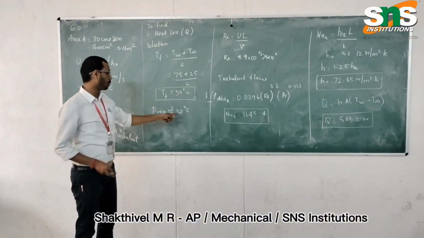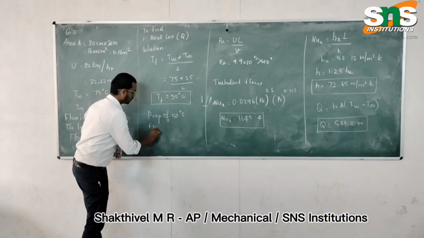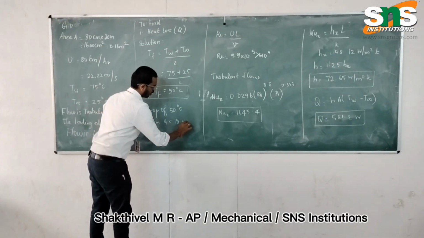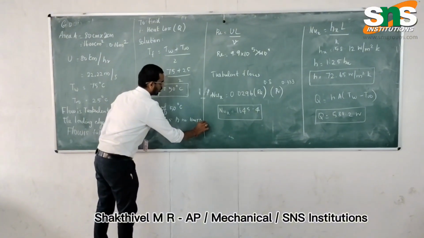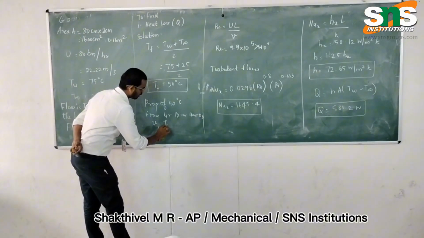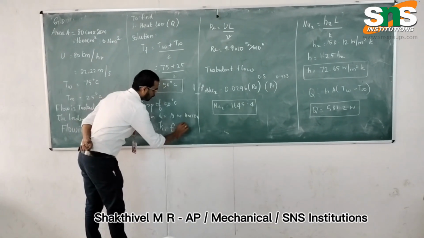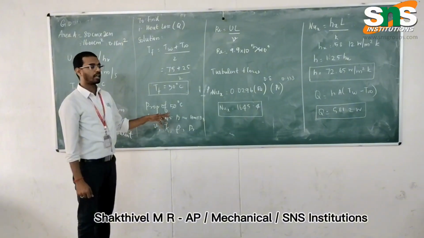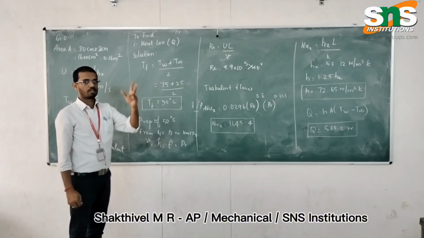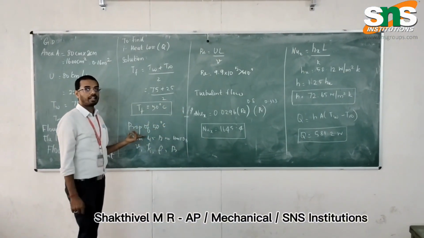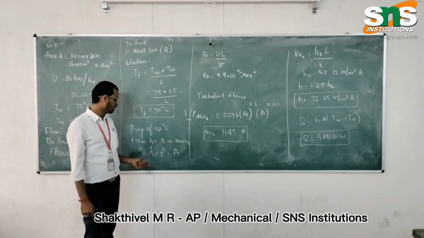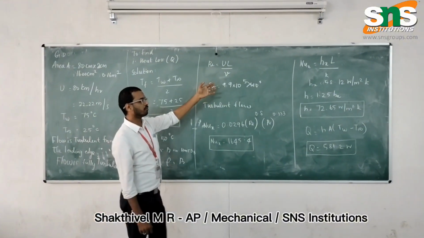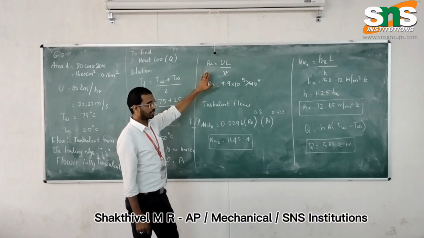So we can take the properties at 50 degrees Celsius from page number 45 of the HMT data book. We can take kinematic viscosity, thermal conductivity, density and Prandtl number. These values are available on page number 45. We take the properties for 50 degrees Celsius: kinematic viscosity, thermal conductivity, density and Prandtl number. By using these values, we can substitute in the Reynolds number.